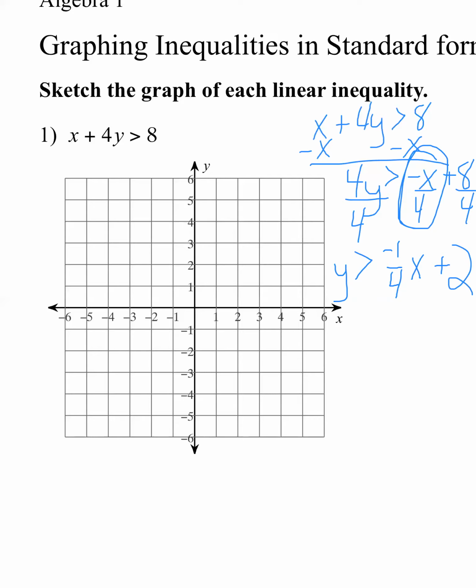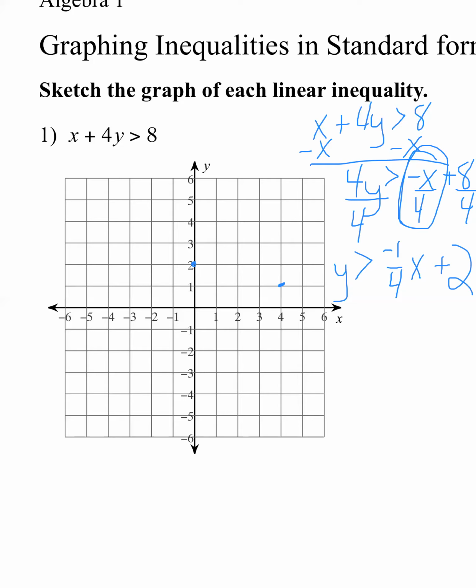So now that you have it rewritten in slope-intercept form, now you're ready to graph it just like we did in the last lesson. Okay, so I'm going to start at positive 2, and I'm going to go down 1 over 4. And I'm going to ask myself, should I connect these with a solid line or a dotted line? And if you remember from the last lesson, if you do not have the bar underneath, you're going to use a dotted line. So I will connect these with a dotted line.